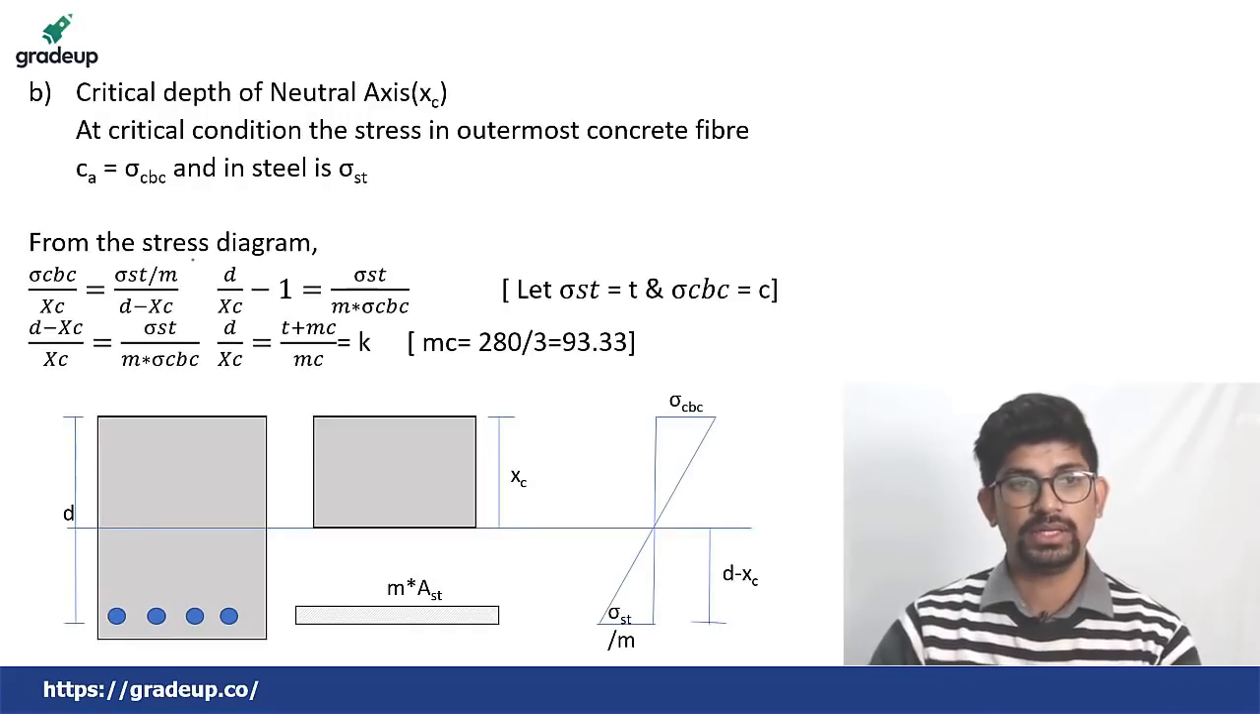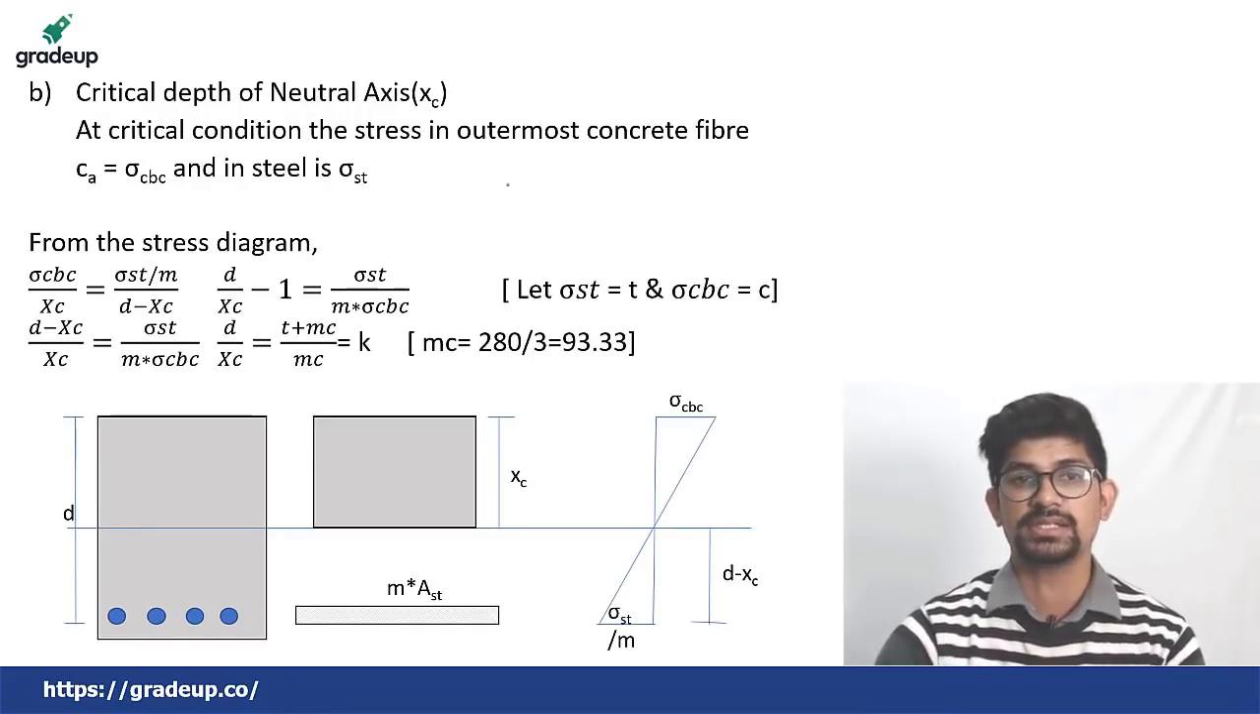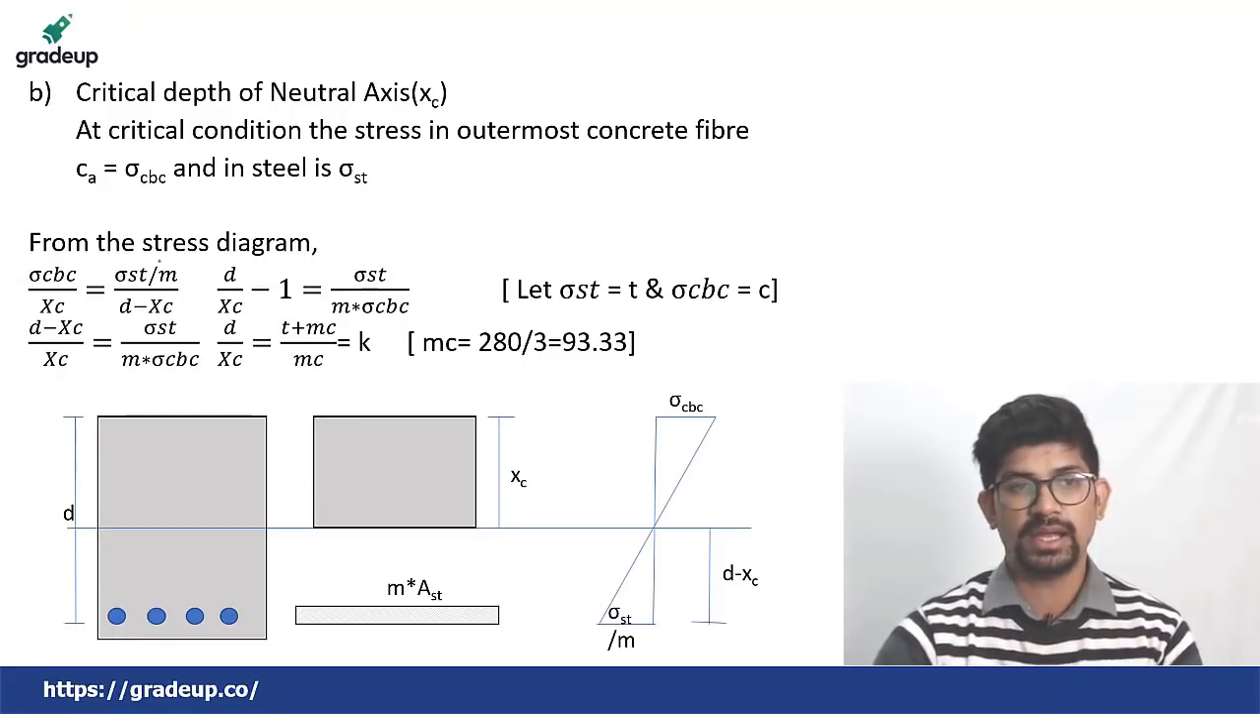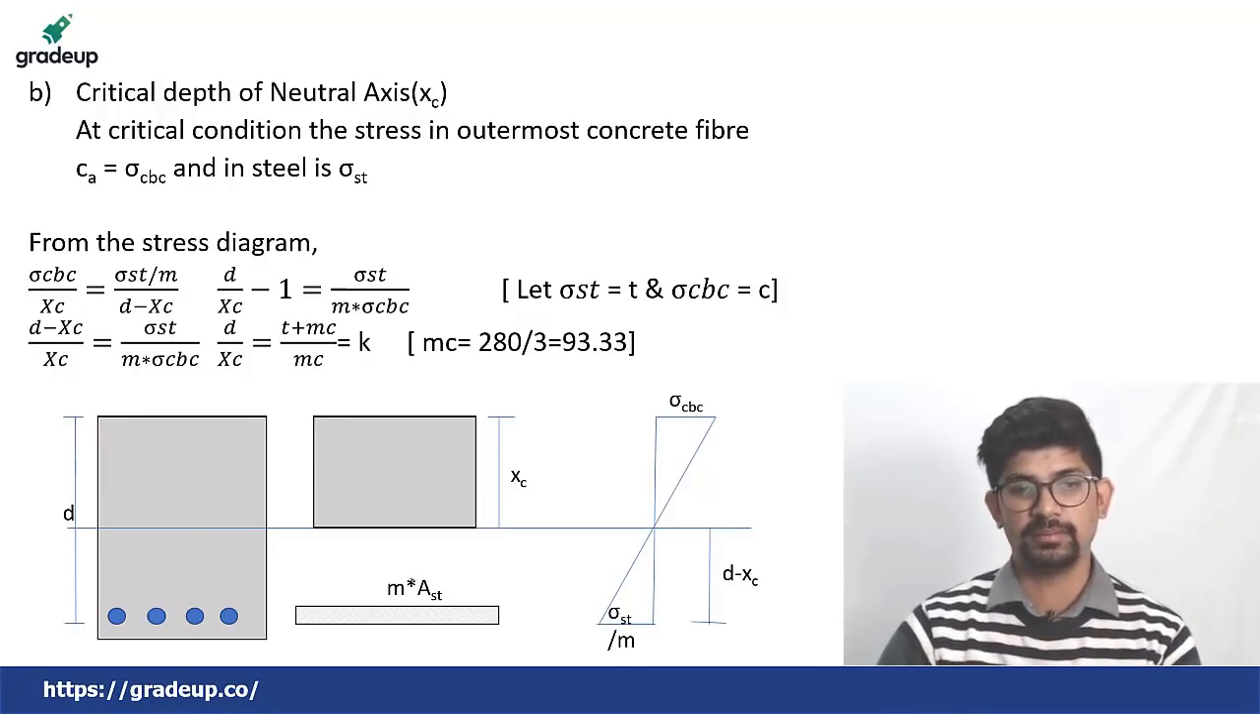So at critical condition, the stress in the outermost concrete fiber becomes sigma CBC and in steel becomes sigma ST. As you can see, this is the stress diagram. So at critical condition, the stress at the topmost compression fiber will become sigma CBC and the stress in steel will become sigma ST. In terms of the modular ratio, if you incorporate it here, then in terms of concrete it will be sigma ST by M.